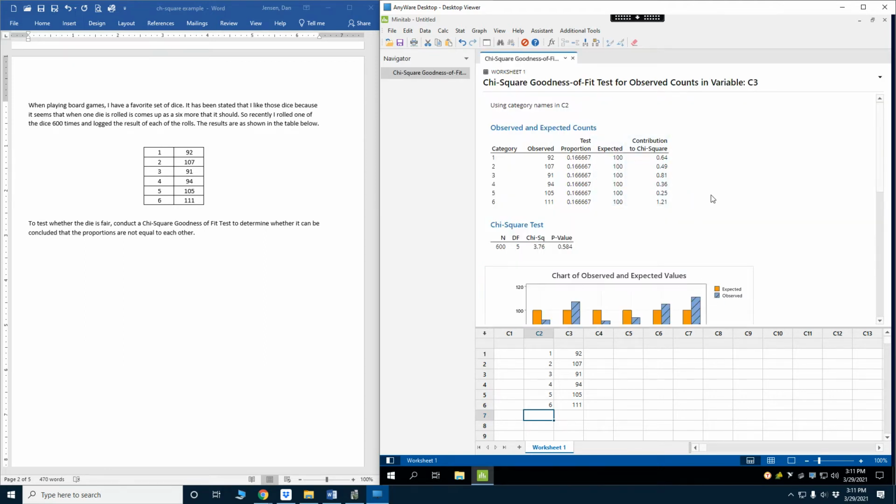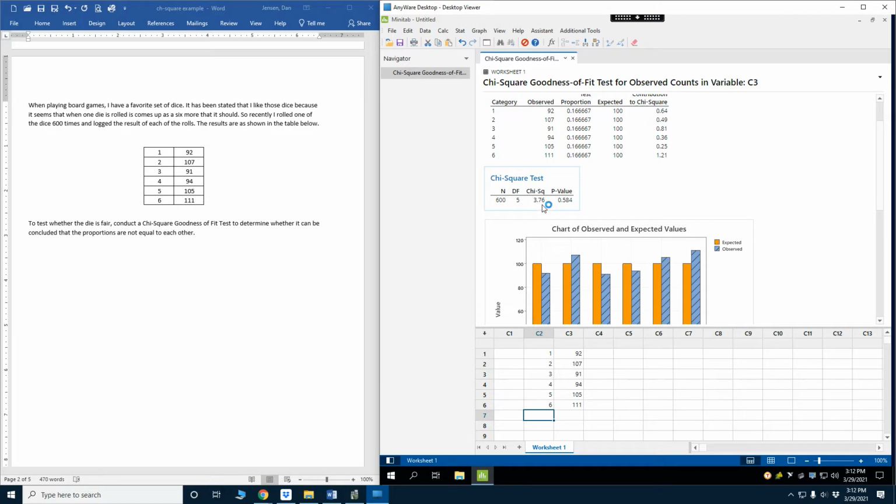And here is our chi-square goodness of fit test. Notice that the proportion is 1 out of 6 for each of those. In other words, out of 600 rolls, each one would have been expected to come up 100 times. Here's the contribution of the chi-squared value, our chi-squared, and our p-value. My p-value is 0.584. Therefore, I would not reject my null hypothesis. I cannot conclude that there's a disparate amount of the number of times the die is coming up 6. It doesn't come up 6 more often than not.